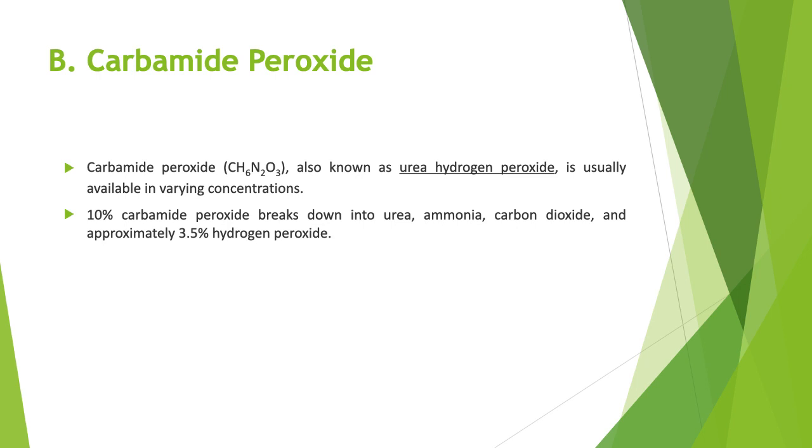Carbamide peroxide is a precursor for hydrogen peroxide. It disintegrates to produce urea and hydrogen peroxide. It is available in different concentrations. Every 10% of carbamide peroxide will break down to provide 3.5% of hydrogen peroxide, and this is an important percentage. So every 10% of carbamide peroxide will produce 3.5% hydrogen peroxide, in addition to other compounds like urea, ammonia, carbon dioxide.